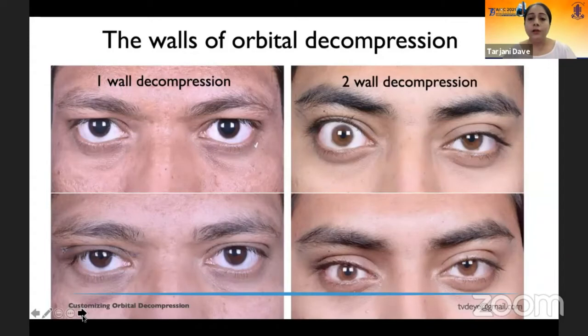So briefly talking about the walls of orbital decompression. What are the walls that we address? It's fat, lateral wall, medial wall, and floor. These are the 4 walls of orbital decompression.